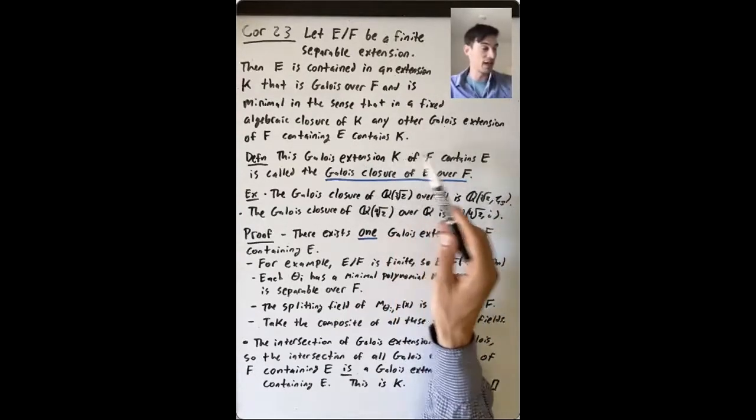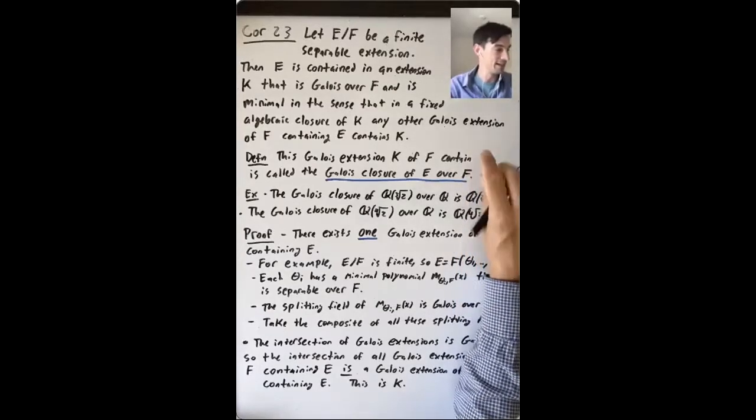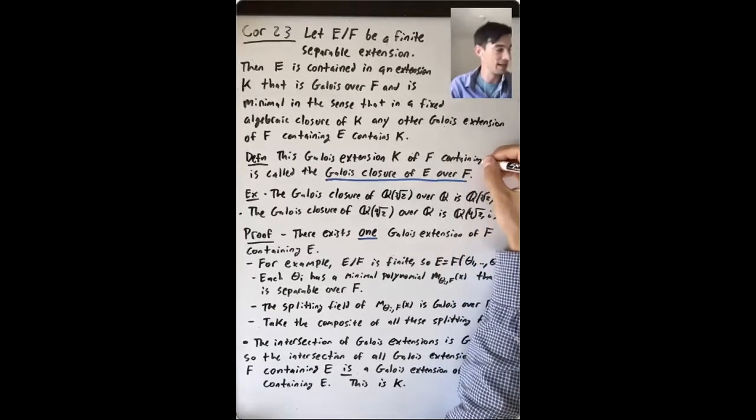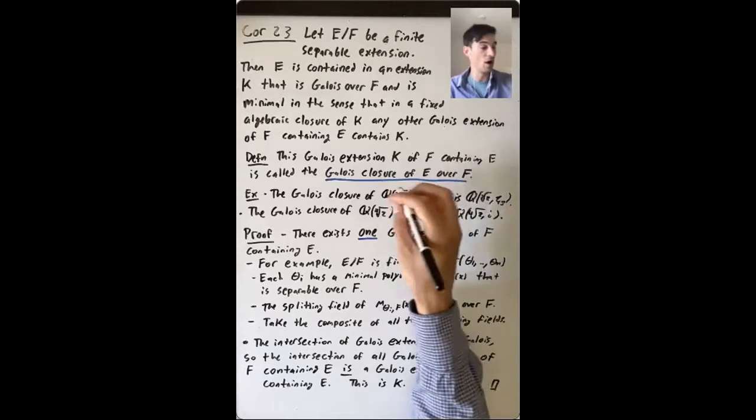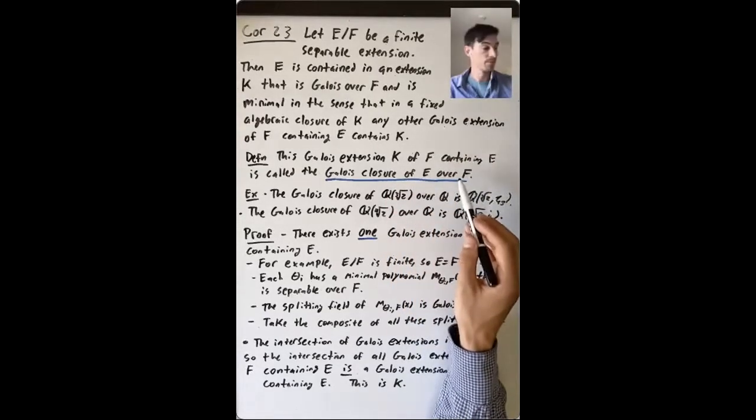Okay, this extension, this minimal Galois extension of F containing E gets a name. This Galois extension K of F containing E, this should say containing E, I'll fix it. Containing E is called the Galois closure of E over F.